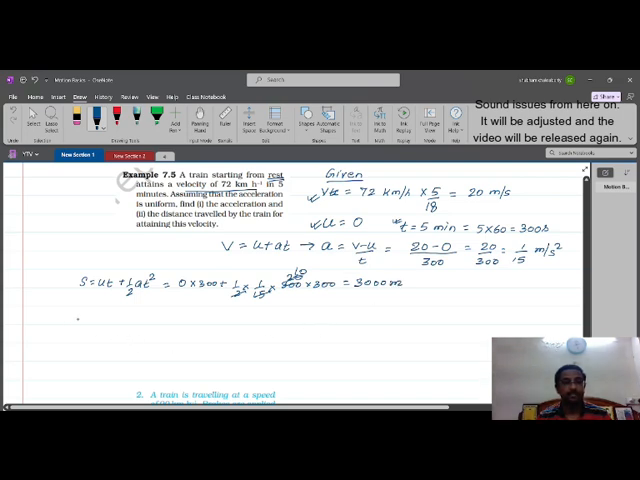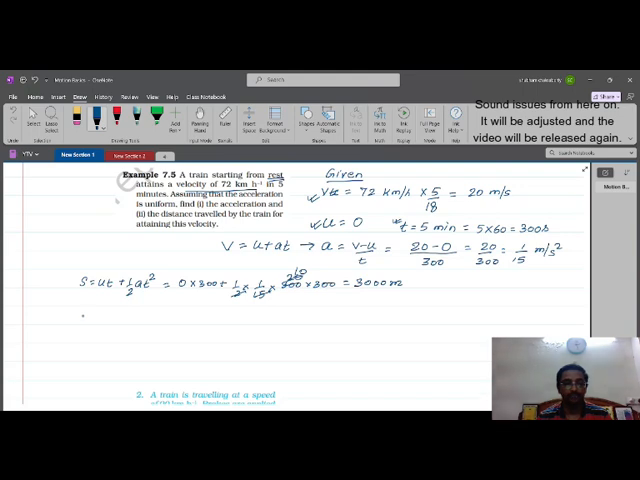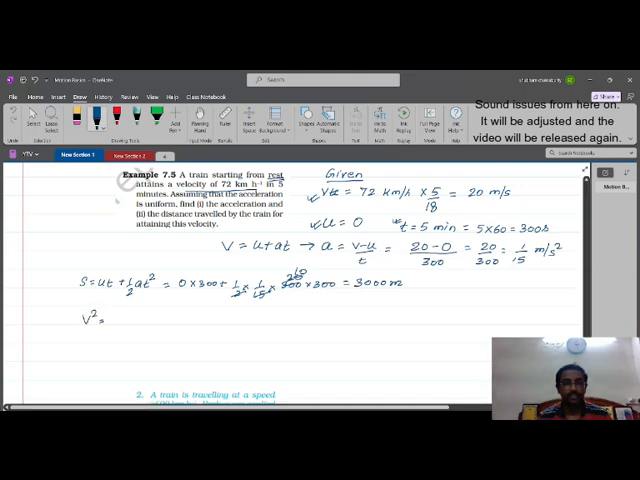The second method is by using the third equation of motion, which is v square is equal to u square plus 2as. How do we do that? We use s, which is (v square minus u square) upon 2a. So what is the v, which is the final velocity? That's 20 square, minus u. U is 0, so that's 0 square, upon 2 into a. 2 into a, which is 1 upon 15.